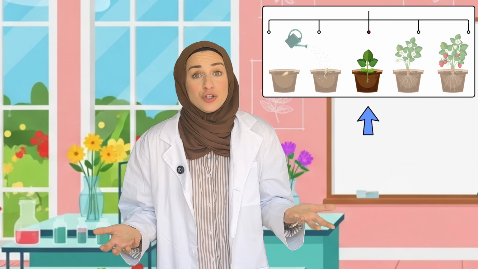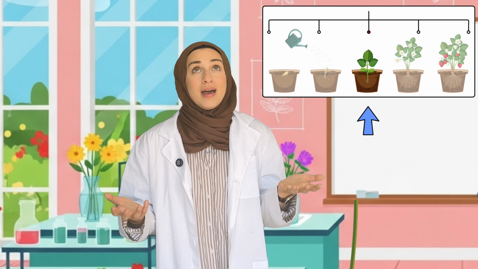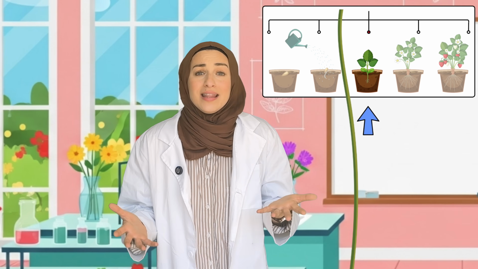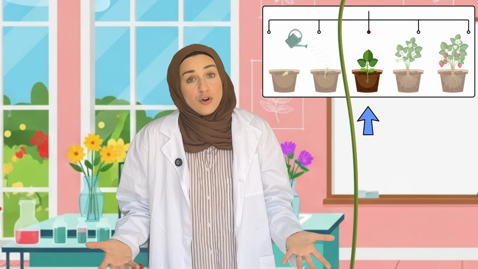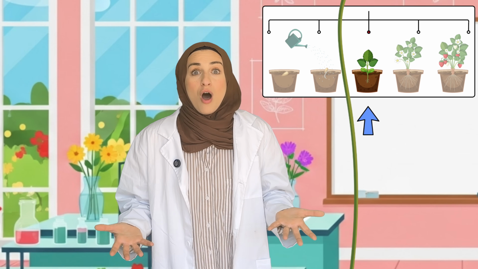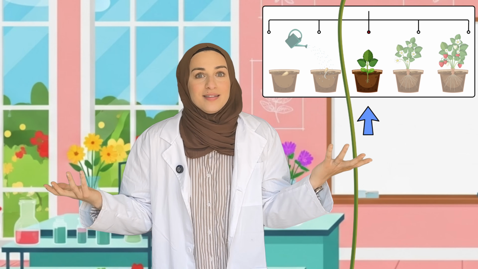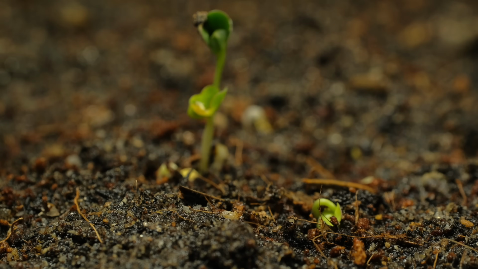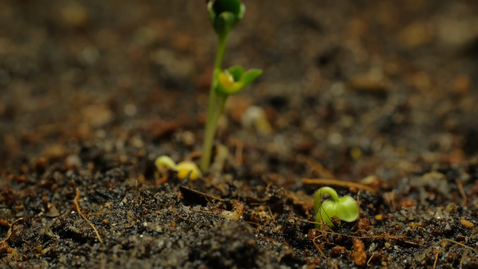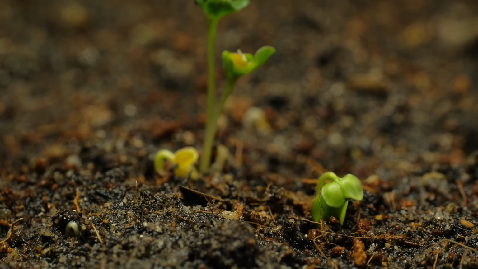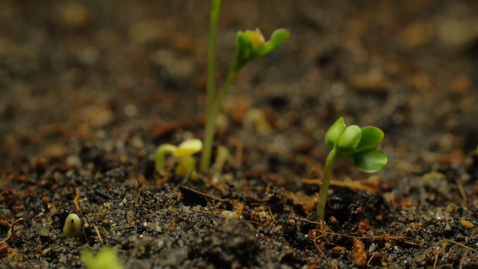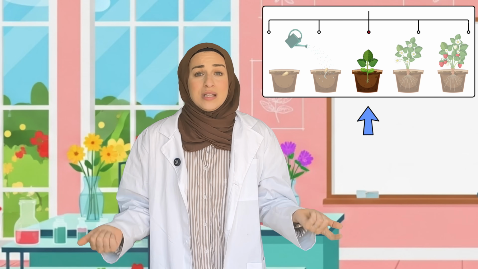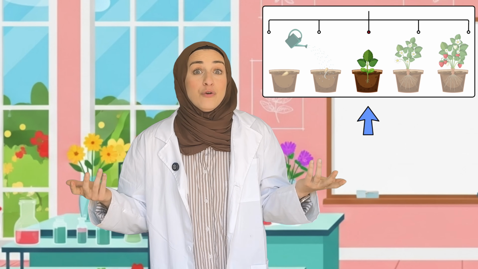Next, a stem starts to grow, and it grows up and up and up and reaches for the sunlight. And the stem's job is to take all the water and nutrients from the roots all the way up to the rest of the plant. And then leaves start to grow. And leaves are really important because they make food for the plant.